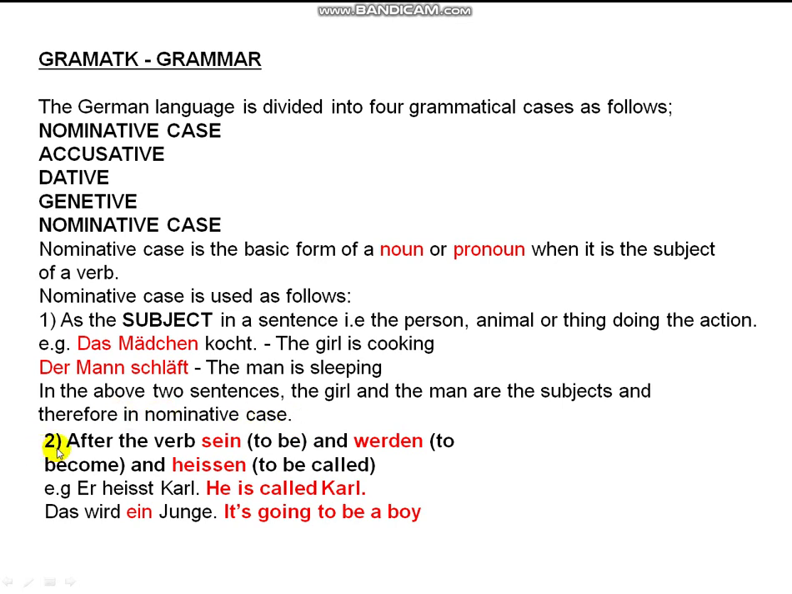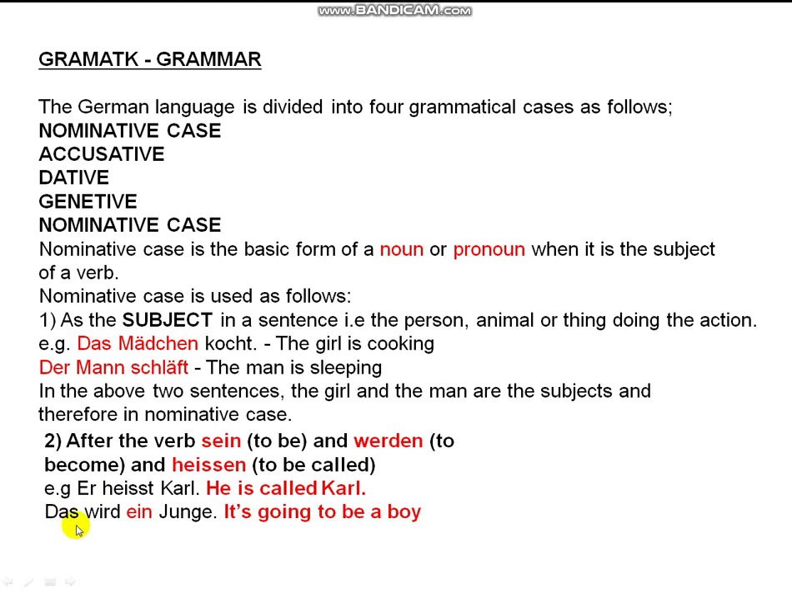Number two, nominative case is used after the verb sein, which means in English to be, and werden, which means to become, and also heißen, which means to be called. For example, er heißt Karl. He is called Karl. So Karl here is the noun and it is in nominative because of the verb heißen, which has been conjugated here.